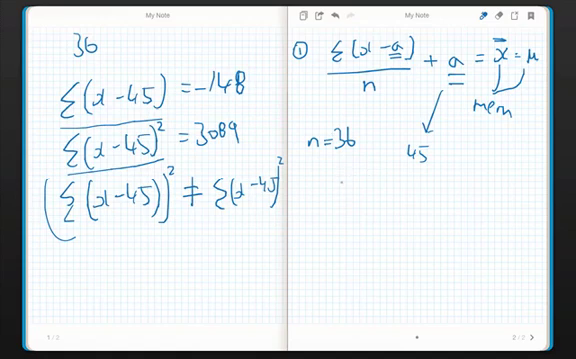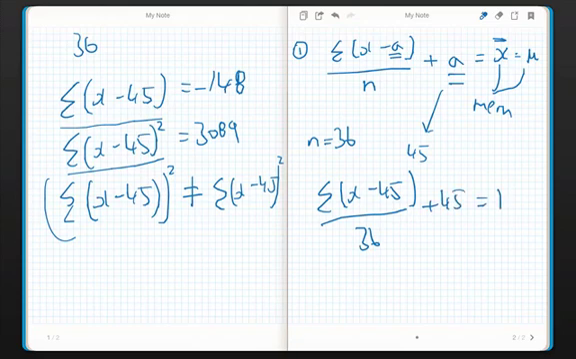So finding the mean is easy with this formula. All you have to do is sigma of (x minus 45) divided by 36, plus 45, is equal to your mu or x bar. x bar is another denotation of mean. So minus 148 divided by 36 plus 45 is equal to 40.88, so we'll round that up to 40.9. And this is our mean.